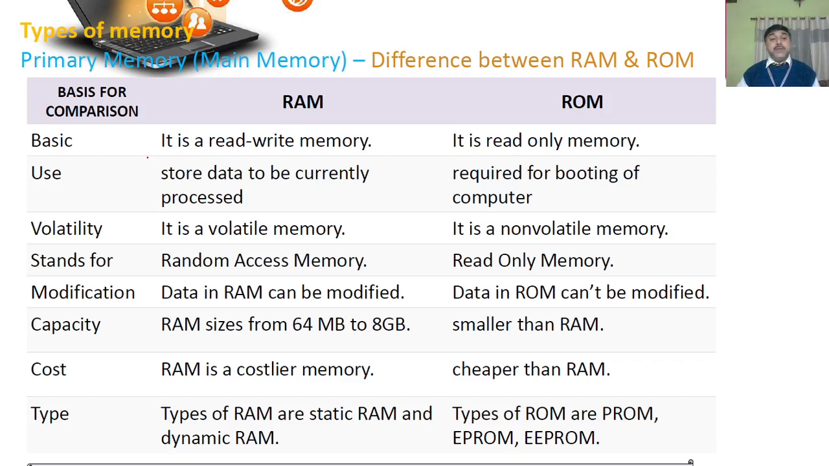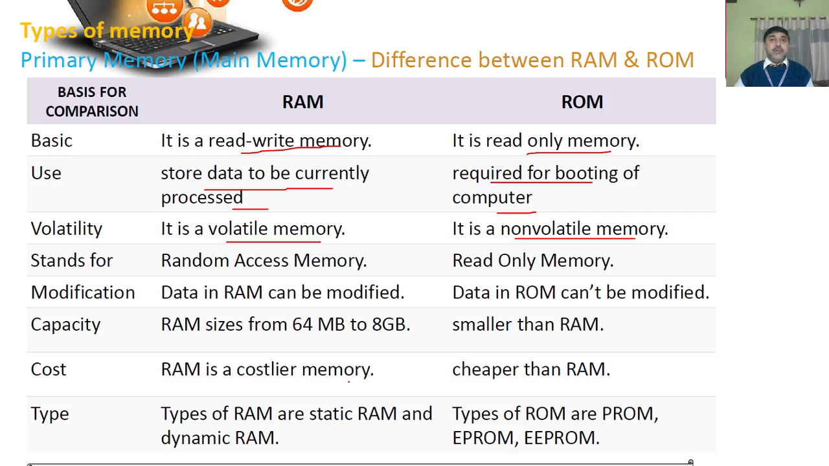Now, the basic thing is that RAM is read-write memory, and ROM is only reading memory. The stored data is what is required for booting the computer. Next, RAM is volatile memory and ROM is non-volatile memory. Then in this section we have a standard, a standard for random access memory and read-only memory.